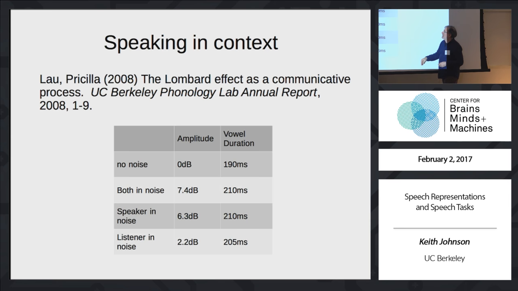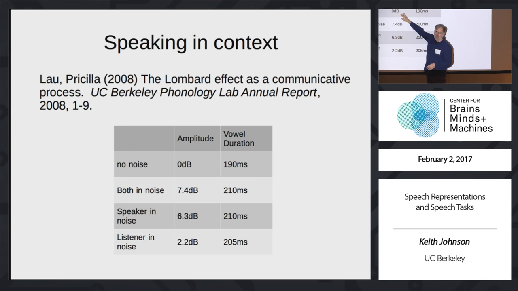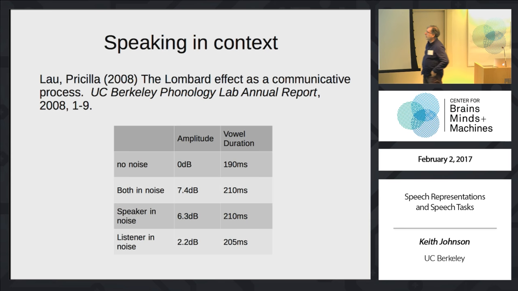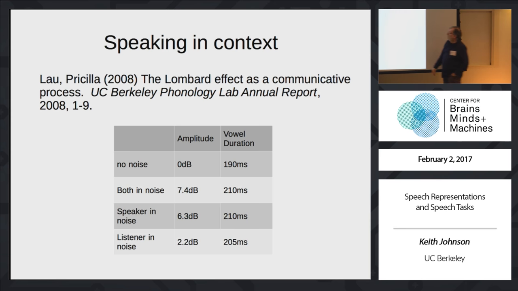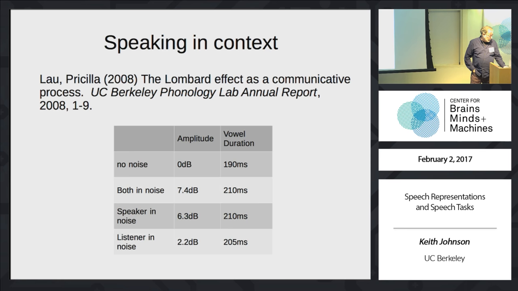So we took the no noise condition as the 0 dB case and then compared in decibels the other conditions to that. We get a fairly large Lombard effect when both the speaker and listener are in noise, and then when the speaker is in noise by himself, and a much smaller but reliable effect for the case where the listener is in noise. Measuring the duration of the vowels, these don't look like big differences, but they were consistent enough across different vowel categories to show up as reliable. And this is like a 15 millisecond difference versus a 20. So we have relatively small but reliable differences in the duration of the vowels.